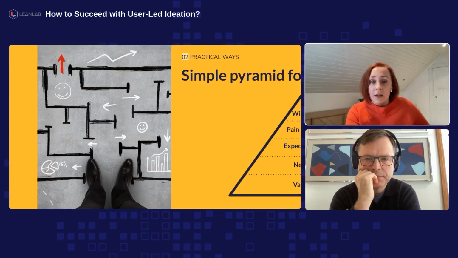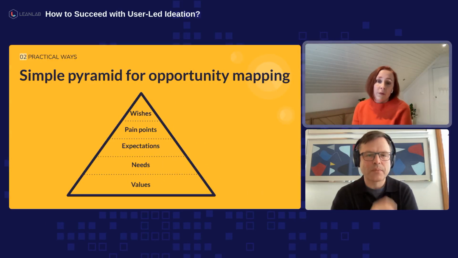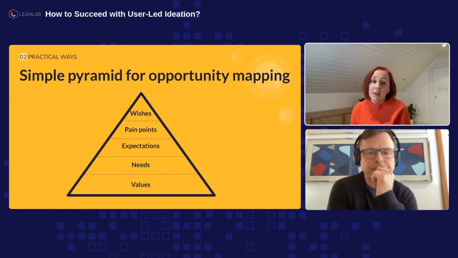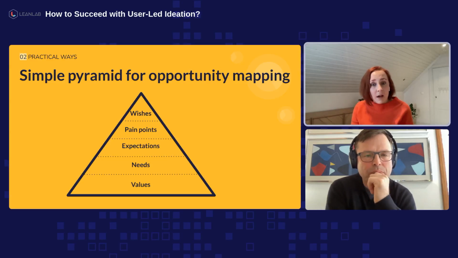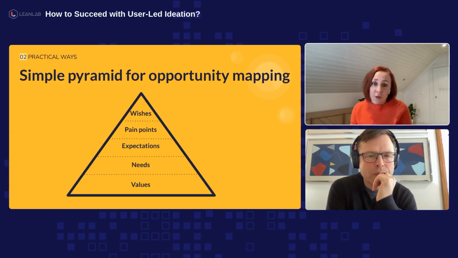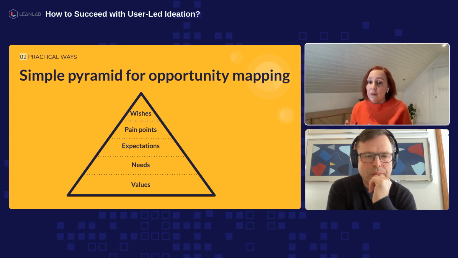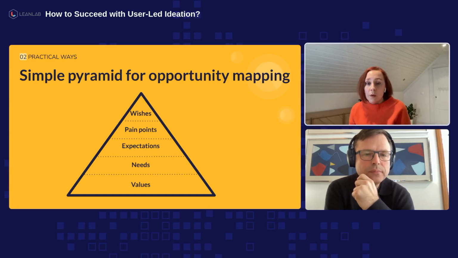And this is something that you can start approaching through this simple pyramid that we've mapped out. So again, as I said, the easiest points to maybe start mapping are the wishes and pain points on this pyramid. And you can already get started with those. But as you then do the opportunity mapping with users, you should slowly start building understanding of the expectations, needs, and values as well. So thinking about the e-grocery example again, you might have identified wishes and pain points for some users, but going deeper will help you identify how to service them better.